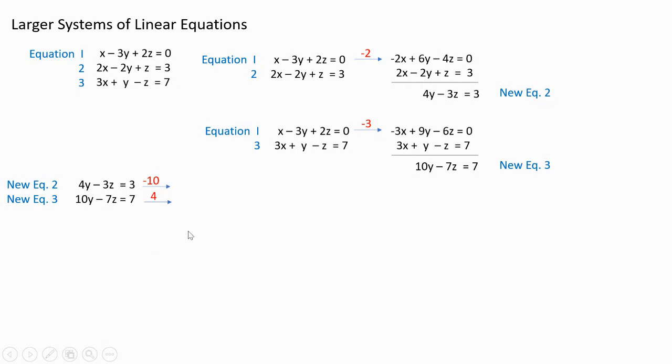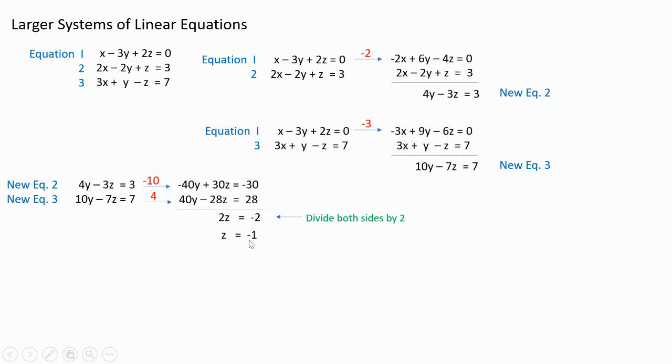So after I multiply -10 times every term on equation 2, it gives me -40y plus 30z equals -30. And again, I multiply -10 times 4y, -10 times -3z, and -10 times 3, and this was my result. In a similar fashion, I'm going to multiply 4 times 10 will give me 40y, 4 times -7z will give me -28z, and 4 times 7 will give me 28. So after I do the operation, we get 2z equals -2. We divide both sides by 2, and it gives me z equals -1.